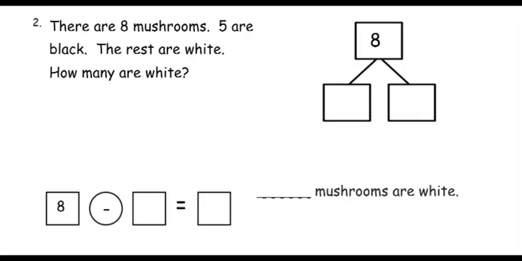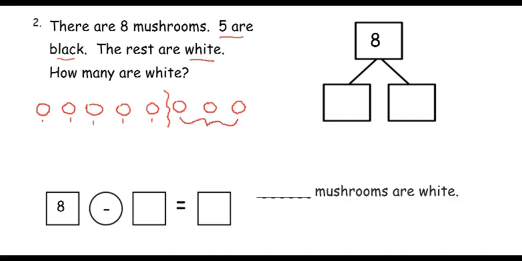The next problem says there are 8 mushrooms, 5 are black, the rest are white. How many are white? For this problem, I'm going to draw a picture. So I'm going to start by just drawing 8 circles to represent the 8 mushrooms. 1, 2, 3, 4, 5, 6, 7, 8. Now, since I know 5 of the mushrooms are black, I'll just count out those 5 mushrooms. 1, 2, 3, 4, 5. I'm going to separate the 2 groups. That tells me that the remaining mushrooms are white.